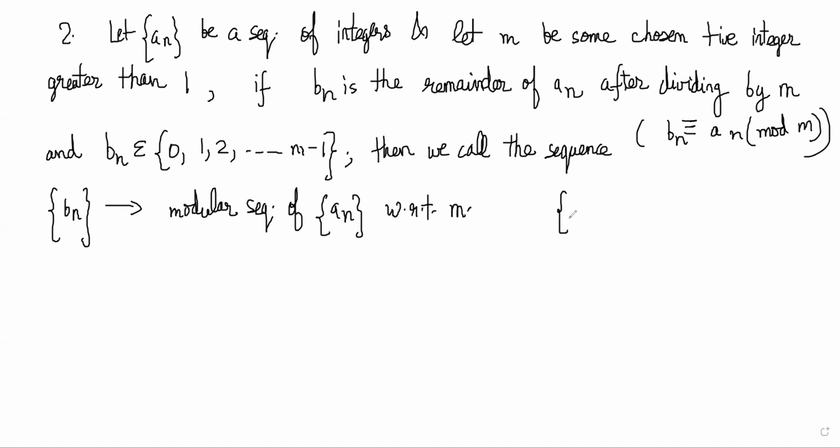So in symbols you can write b_n is congruent to a_n mod m. Here we have defined another type of sequence, which is a modular sequence. You can choose a positive integer m, take the terms of the sequence a_n, divide each term by m and get their remainders. The sequence of remainders becomes the modular sequence of a_n mod m. Now we look at some properties of periodic sequences.